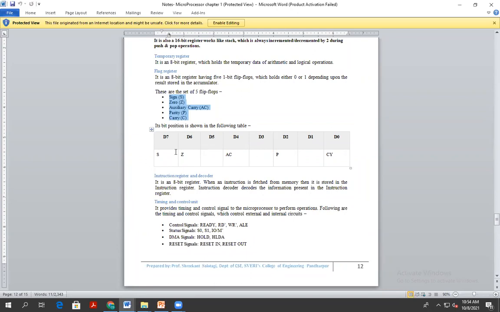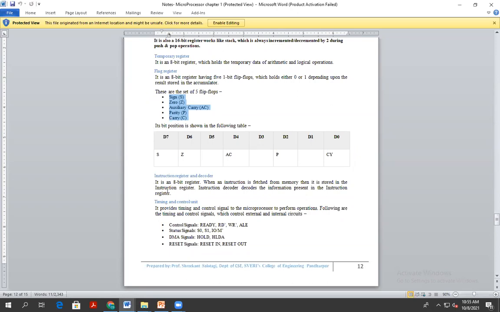You don't worry. The sign flag is at data line D7, and the zero flag at data line D6. The auxiliary carry flag is at data line D4, the parity flag at data line D2, and the carry flag we have to use for D0. So these are particular pin numbers of the 8085 where we use all these flags. Okay, explanation I'll give you in the second unit.